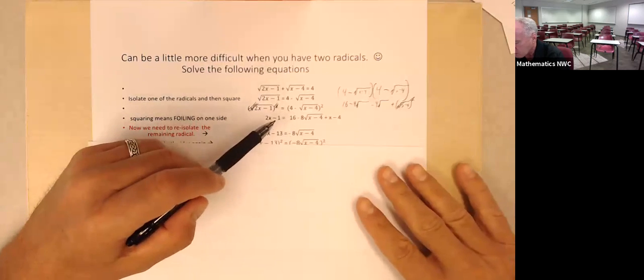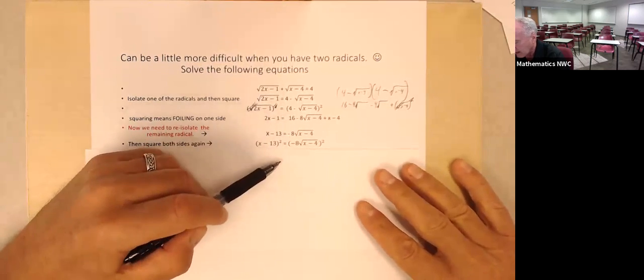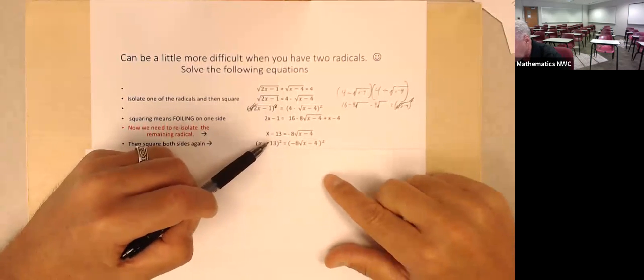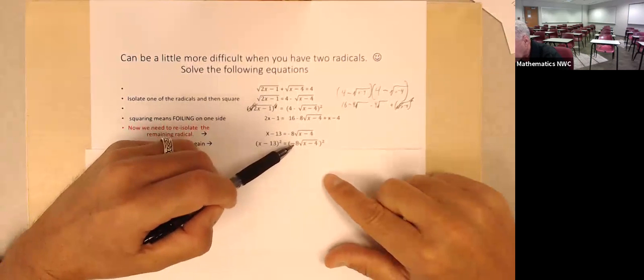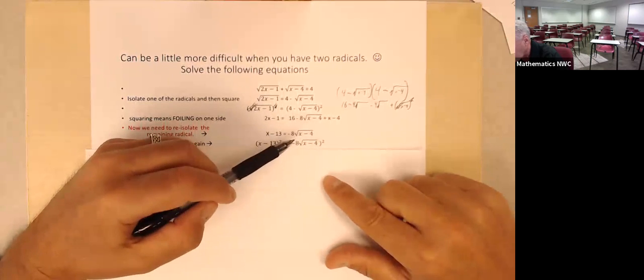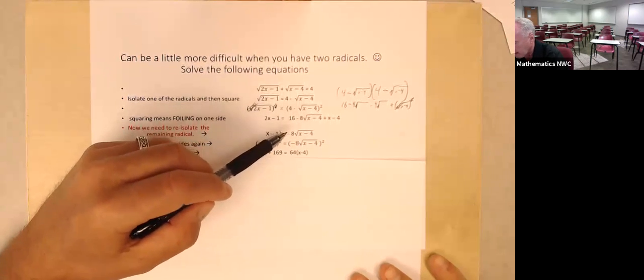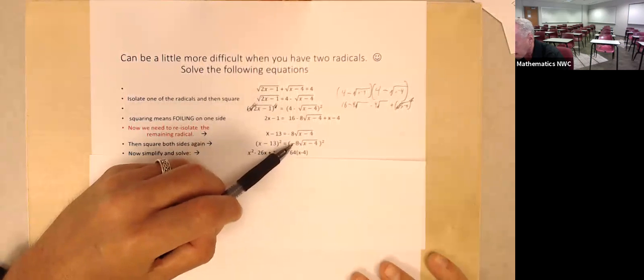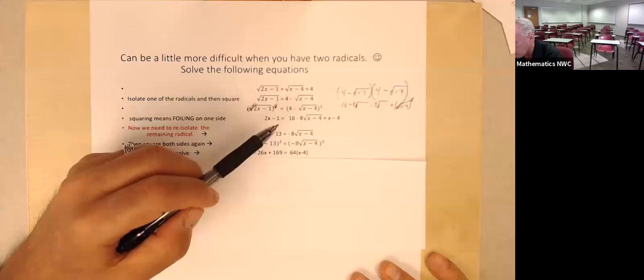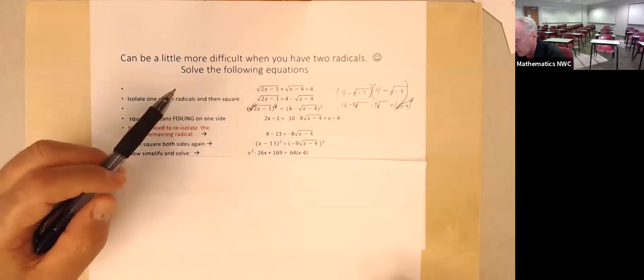So I'm going to square both sides. This is a FOIL again. It'll be x squared minus 26x plus 169. Here, the -8 squared is 64. The radical and the square will cancel. I get x minus 4. So I get 64. That's a -8 squared. Here, the radical and the squared cancel. I get x minus 4. This side I FOILed.